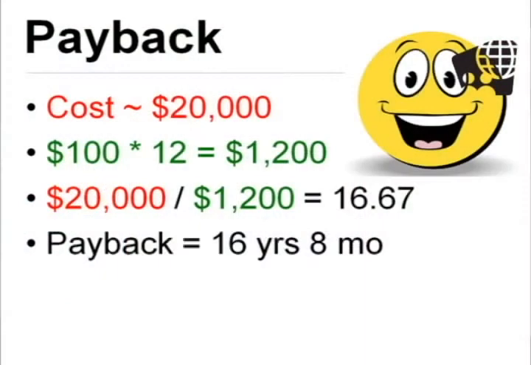Let's go through a very, very basic example. I'm sorry it's in US dollars. I hope you can convert. A basic, simple solar array system, including installation, maybe a 3 kilowatt system, in California, might cost $20,000. I think that's right.